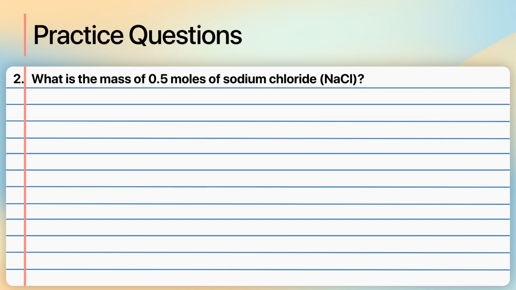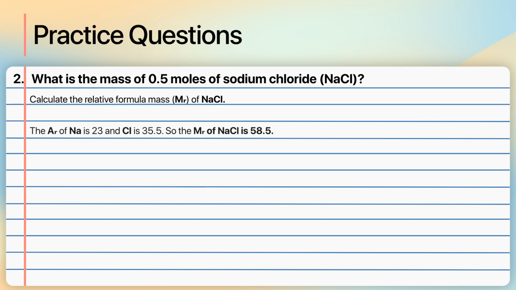Now onto our second example on finding mass from moles. What is the mass of 0.5 moles of sodium chloride, NaCl? Pause here to have a go yourself. First, calculate the relative formula mass of NaCl. Sodium has an atomic mass of 23. Chlorine has an atomic mass of 35.5. So the Mr of NaCl equals 23 plus 35.5, which is equal to 58.5.